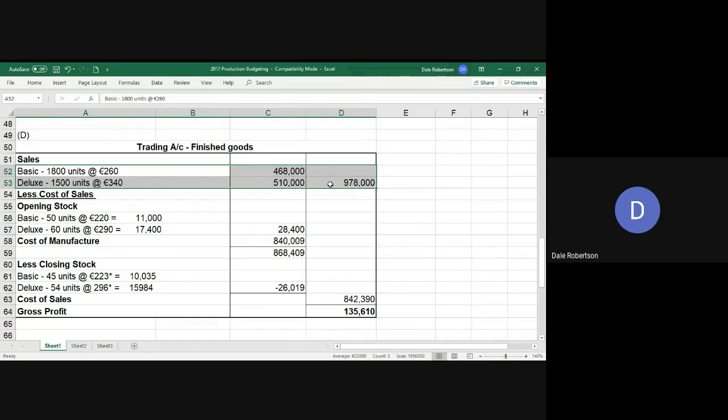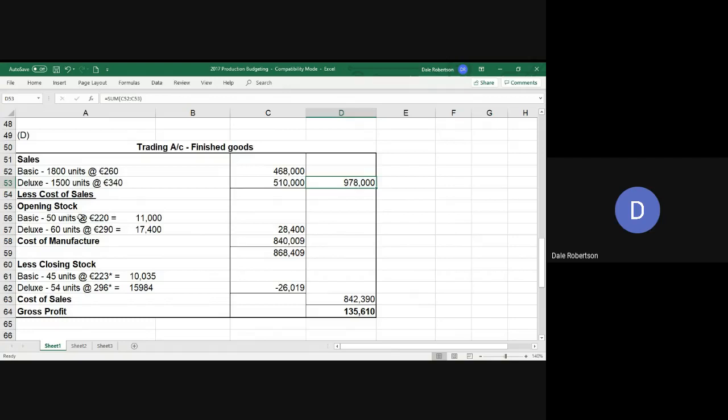And there's actually 1,800 by 260. They're not charging 300, like I said, they're charging 260. Not really making a massive profit on that, actually. And then deluxe is 1,500, and that's 1,500 by a selling price of 340. You multiply them both out. Here is your total sales, 978,000.